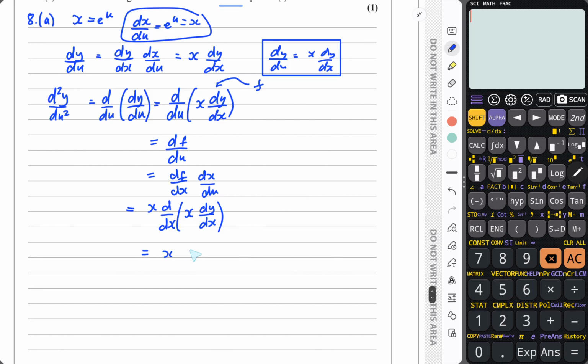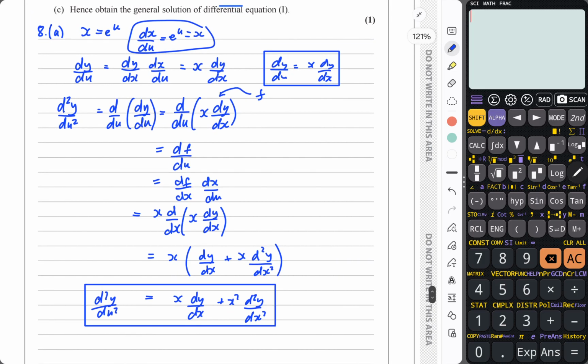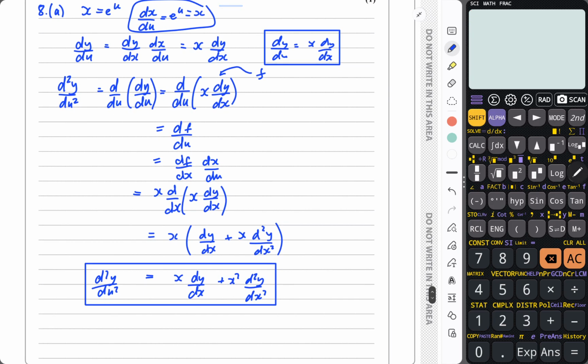Then I'm going to do product rule to differentiate what we've got here. So differentiate the x first, and I'm just left with dy dx. Plus, I'm going to keep the x there, differentiate the second term, that is d2y dx squared. So I've got x dy dx plus x squared d2y dx squared, and that is what d2y du squared is equal to. Okay, so sometimes people remember these formulae, but obviously here it's a show that question, so we need to show where they come from.